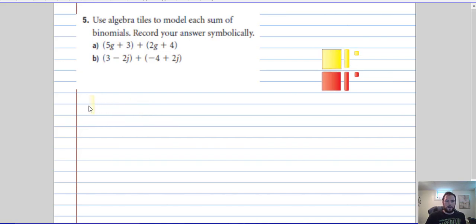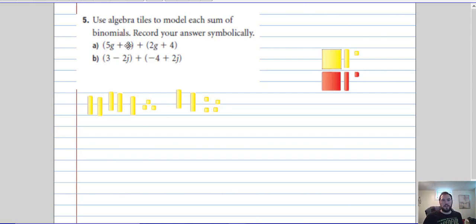So I need 5g: 1, 2, 3, 4, 5. And then plus 3: 1, 2, and 3 of them. And then 2g plus 4: 1, 2g, plus 1, 2, 3, and finally 4. There we go.